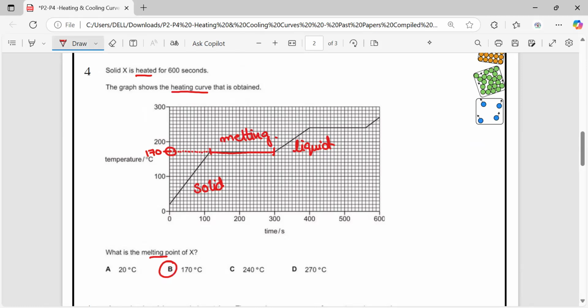So that's how you can find out the melting point or boiling point of a substance, because when the phase is changing, when something is melting or boiling, the temperature is the same. And you can extend it backwards to find out what its value is on the temperature axis.